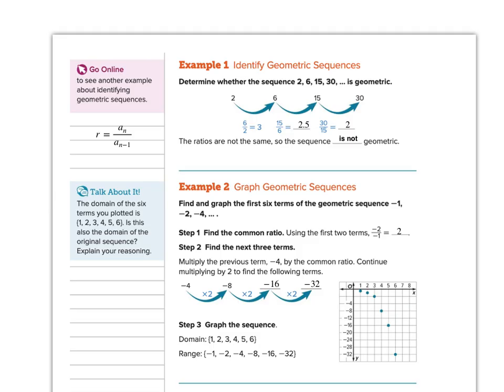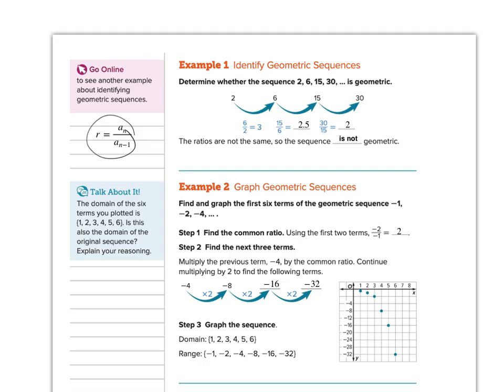Just some vocabulary here. Calculating my ratio, here it is. To find the ratio, I'm going to take one number and divide it by the previous number, and that's what they've done here. They've taken 6 and divided it by the previous number and gotten 3, 15 divided by the previous number and gotten 2.5, and 30 divided by the previous number and gotten 2. So since these ratios are not the same, this is not geometric.